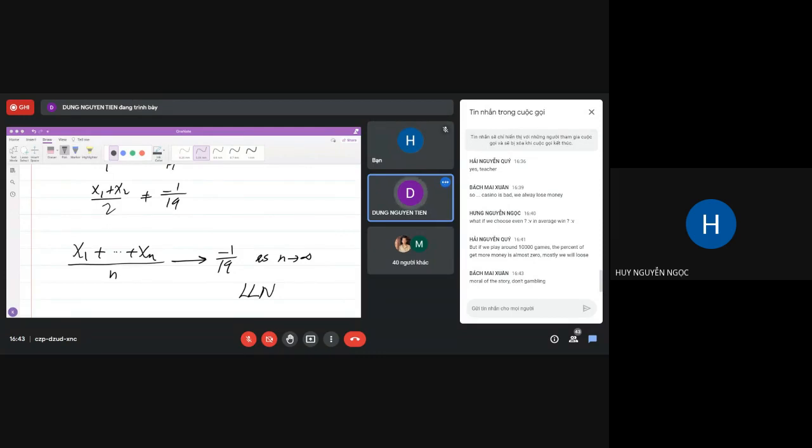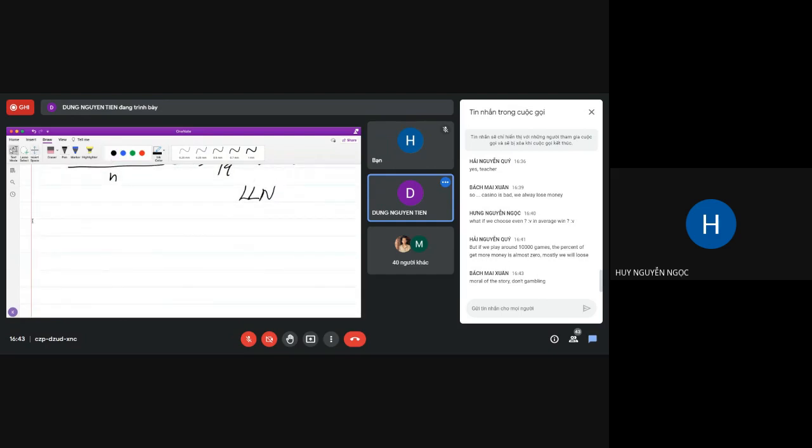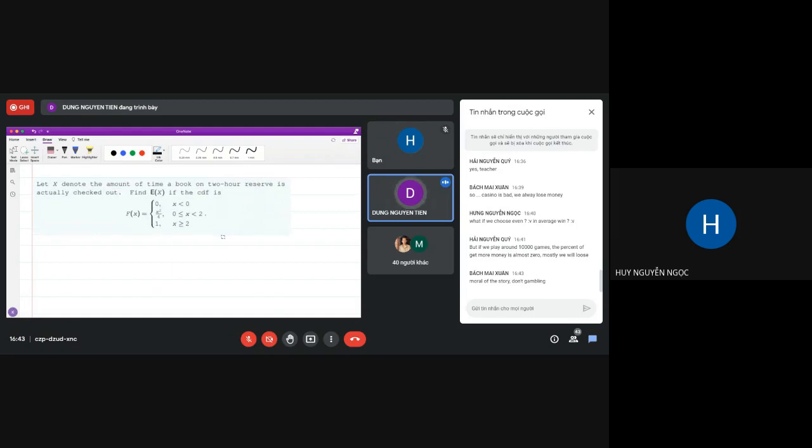Let's consider this example. Suppose that the amount of time a book on reserve is checked out has a cumulative distribution function of 0 if x is negative, x squared over 4 if x is between 0 and 2, and 1 if x is greater than or equal to 2. Find the mean value. Okay, do that.